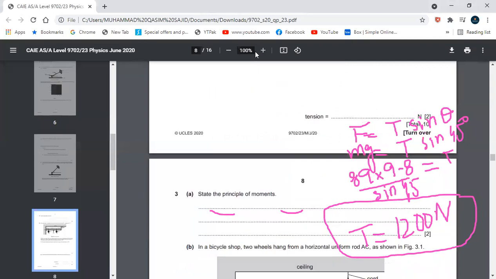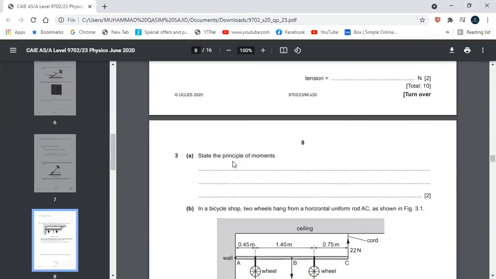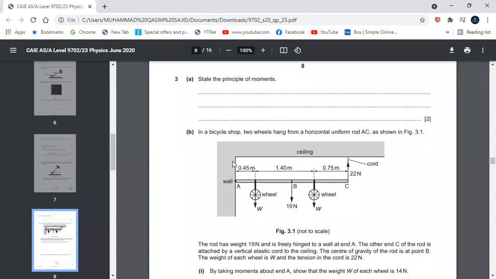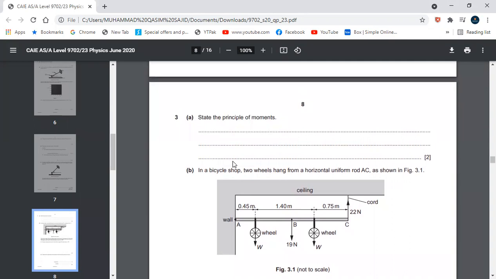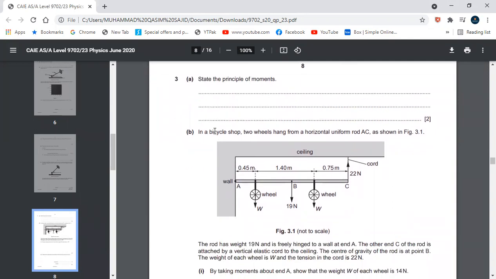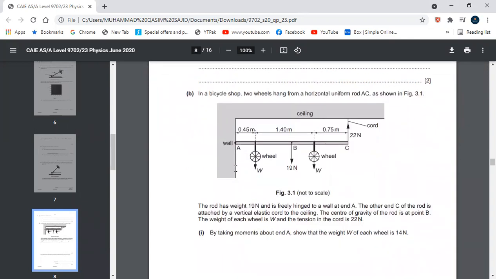Okay. Now for question number 3, state the principle of moments. The clockwise moment must be equal to the anti-clockwise moment. This is the easiest part. Now in a bicycle shop, two wheels hang from a horizontal uniform rod, that is AC, as shown in the figure. These are the two wheels hanging on the AC, and the weight of the rod is 90 Newton.